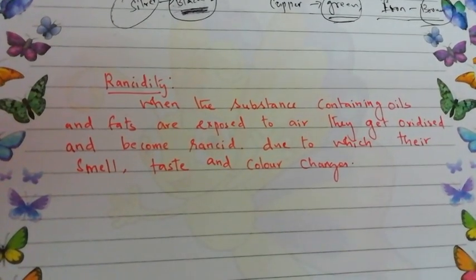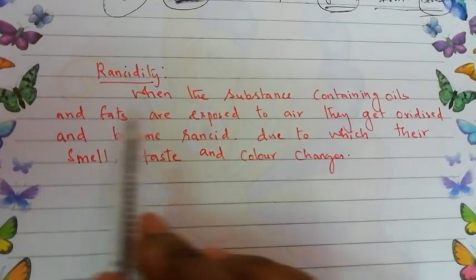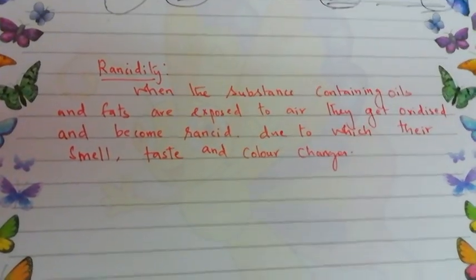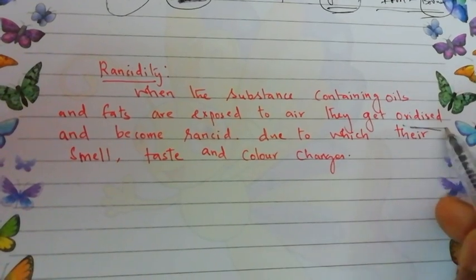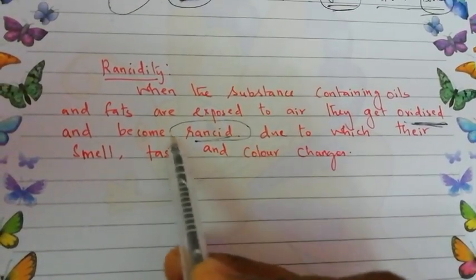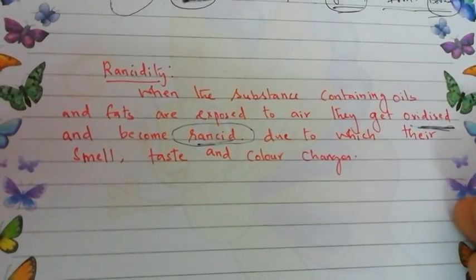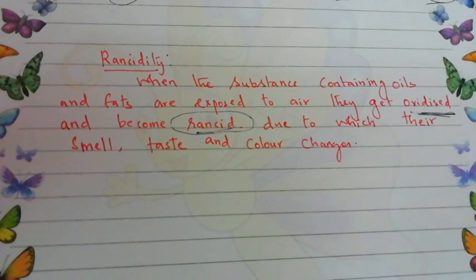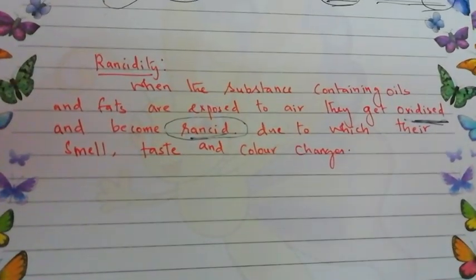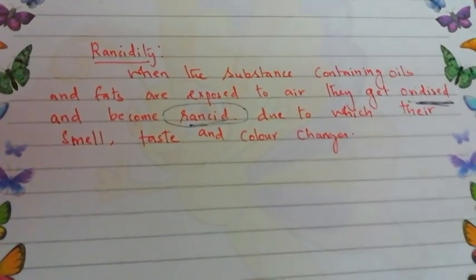And why is this happening? It is because when a substance containing oil or fat is exposed to air, we are keeping it outside, it gets oxidized and becomes rancid. This is what rancid means. The smell changes, the taste changes, the color changes, right? That means they get oxidized completely, it spoils. That is what rancid actually is.